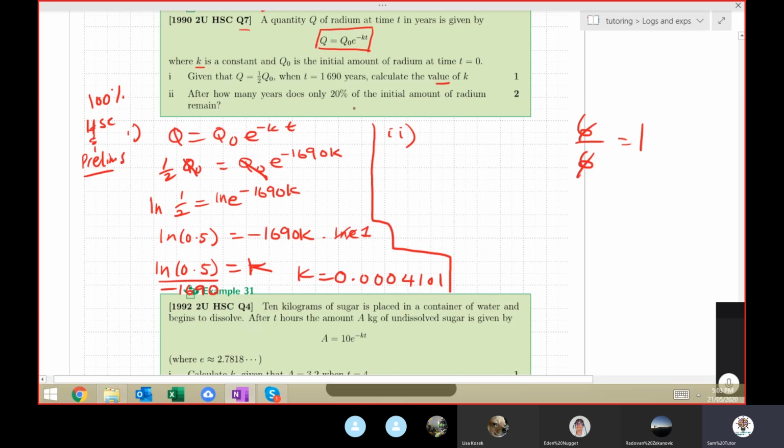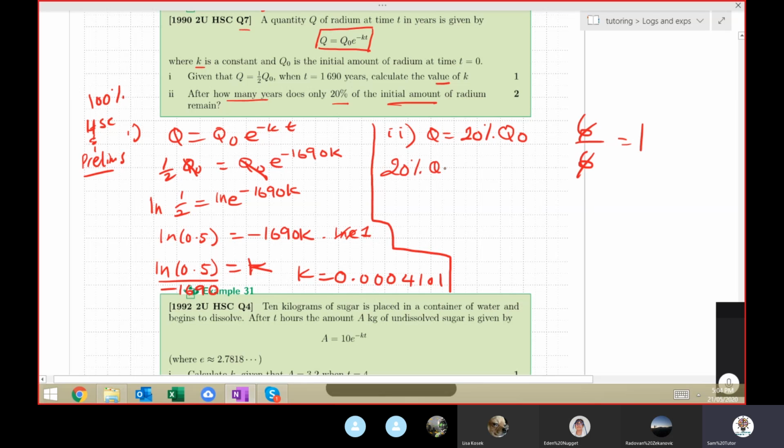Cool. Part A: after how many years does only 20% of the initial amount of radium remain? So what does Q equal to, when it's saying 20% of the initial amount? What does the initial amount stand for? Come on, what does Q equal to? Q equals 20% of the initial. Q naught is the initial amount, just how much radium there was when time was 0. And then it says after how many years? So this time we're trying to find t.